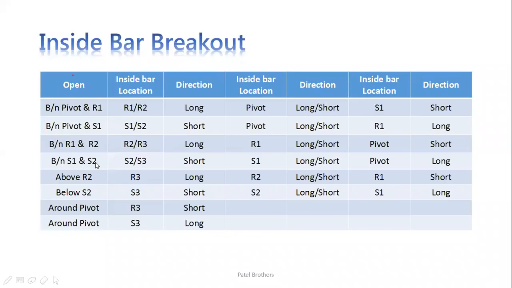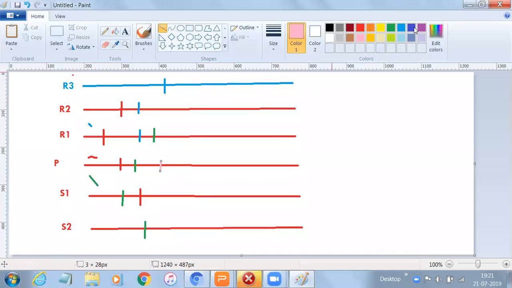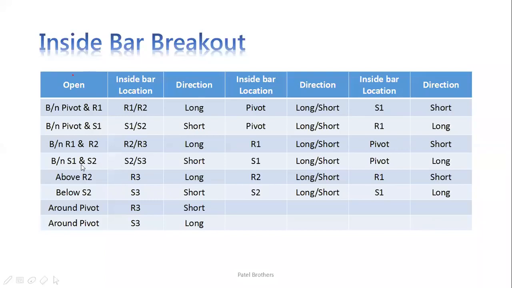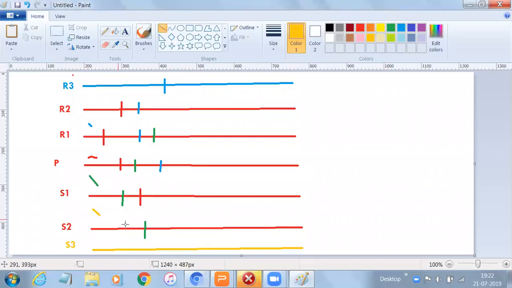Similarly, if it is opening between S1 and S2, suppose it has opened here somewhere, here between S1 and S2, here also we can trade at S3. After opening here, if it is forming an inside bar at S2, support 2, we'll only look for the short signal. Even if it is forming at the S3, we'll only look for the short signal. But if it is forming an inside bar at S1, we can look for either side. Whichever side it is triggering, on that side we can take a trade.